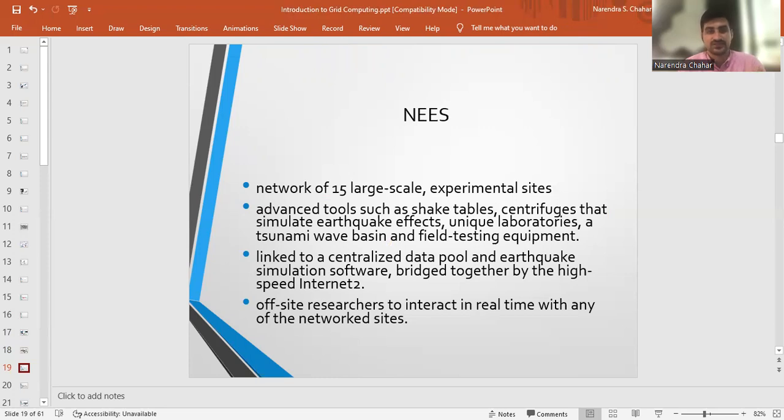So we just make a small vehicle, or we just add something into it, and then we just see how aerodynamics works, and how the weight placement is there. So there are some models. So it's linked to a centralized data pool and earthquake simulation software. So a data pool is there. We are just connected to data, and earthquake simulation software that analyzes the data and then produces some results.